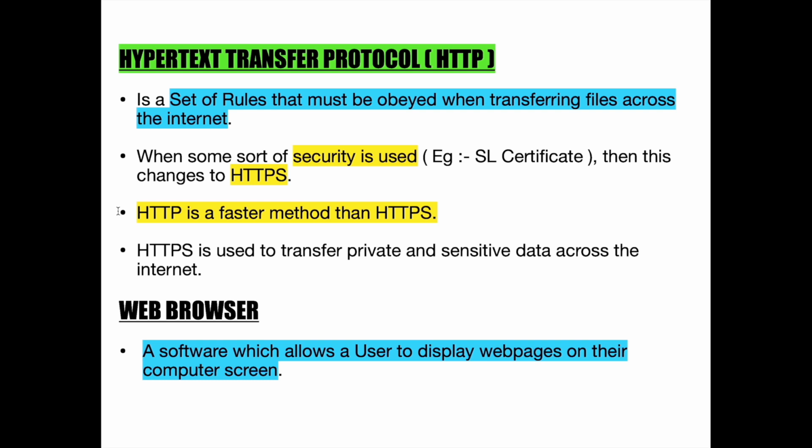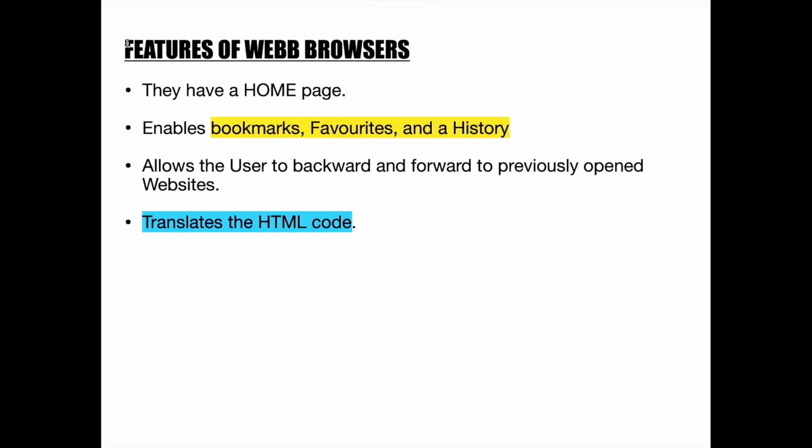A web browser is a software which allows a user to display web pages on their computer screen. They have a home page, enable bookmarks, favorites, and a history, allow the user to go backward and forward to previously opened websites, and translate the HTML code. All these are the features of a web browser.